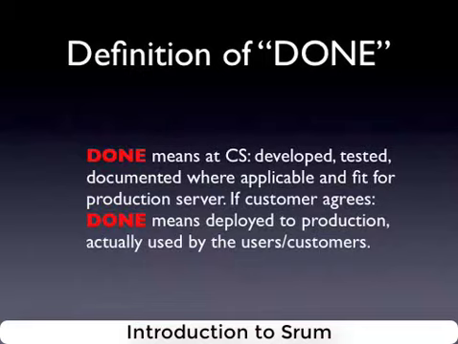For example, at Code Sprinters we are doing web applications, which means we don't have packages, we don't have really much integration. But we have production servers, usually of our clients, and for us, done means that whatever is developed is tested, is documented where documentation is required, and it's fit for production server, which means that if the customer agrees, those new features developed within a sprint can be installed on the production server and can be immediately used by the users or customers, whoever is using the system.